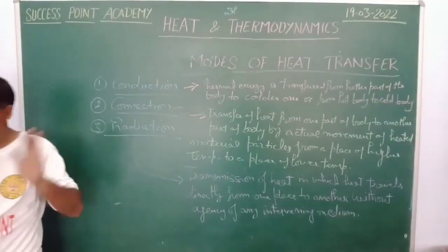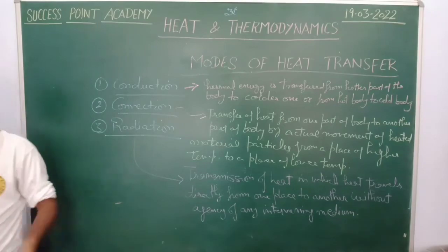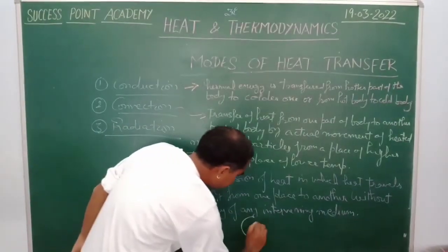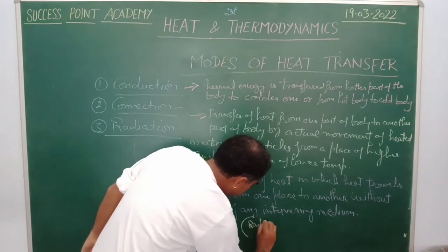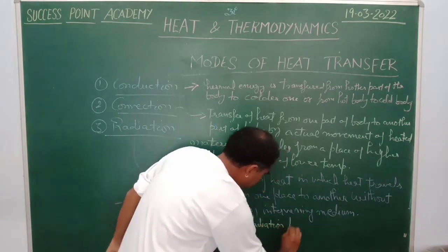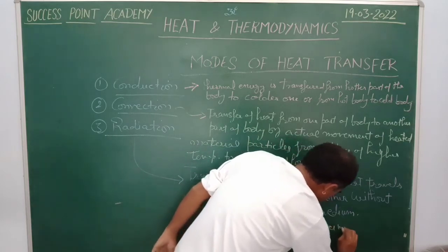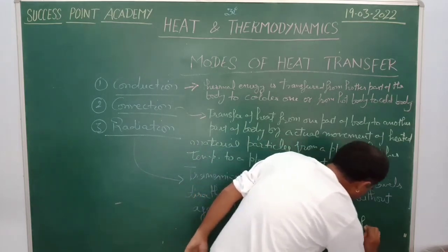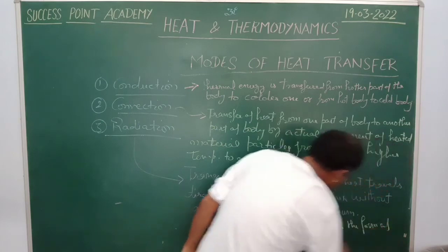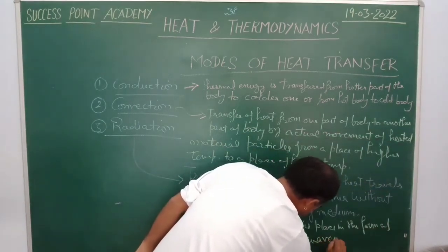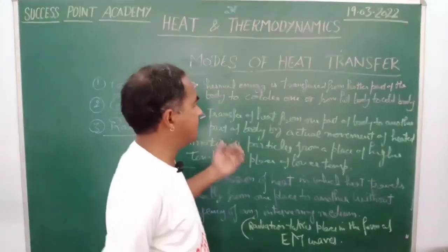So how does that happen? How will it happen then? Radiation takes place in the form of EM waves, meaning electromagnetic waves. Remember this. It takes place in the form of electromagnetic waves.